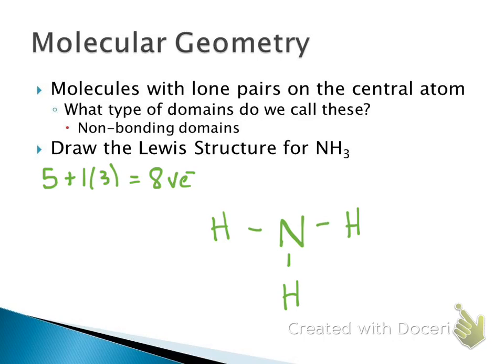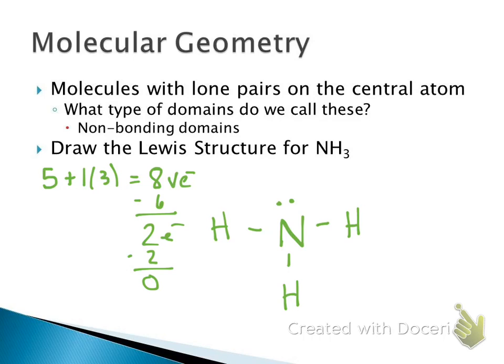Okay, so I've drawn my skeleton and my bonds. I've used 6 electrons and I have 2 left. So where do I need to put those 2 extra electrons? They go on the nitrogen. We don't add electrons to hydrogen ever. We add them to our central atom last. So we're going to look here. Does nitrogen have a full octet? 2, 4, 6, 8. Yes, it does. It used 1, 2, 3, 4, 5 of its valence electrons. That's what we like to see.